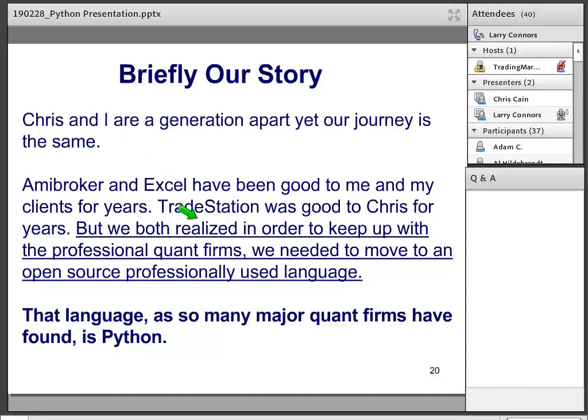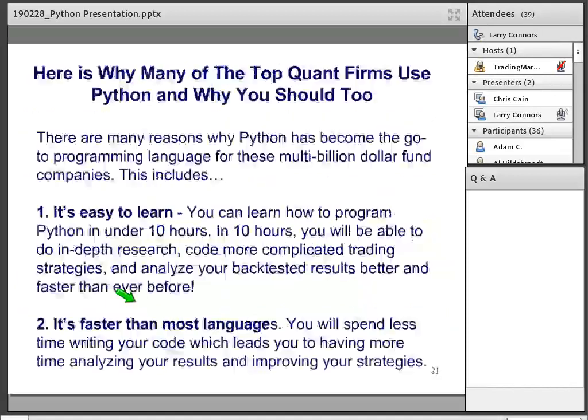For Chris, TradeStation was good for years, but we both realized that in order to keep up with the rest of the world, meaning the professional quant firms, we needed to move to an open source, professionally used language. And that language, as so many other quant firms have found, is Python.